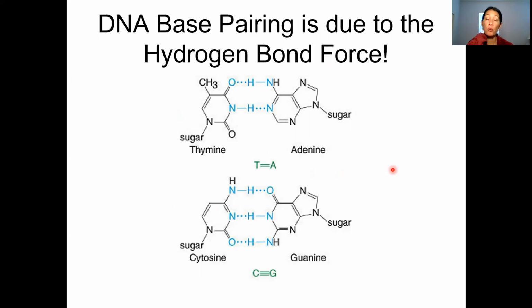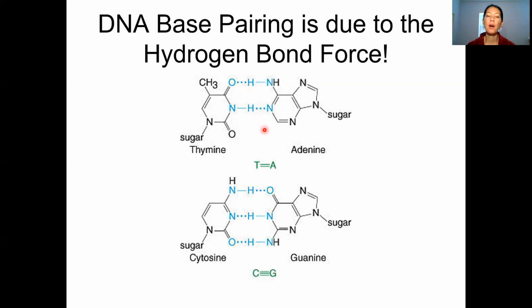This is actually really cool because it explains the base pairing in DNA. So I know you've learned that A matches with T and cytosine matches with guanine, but why? Here are the structures. It all has to do with hydrogen bonding. Here's thymine with the O and an NH. Here's adenine with the N and an NH. These are perfectly lined up to have this hydrogen bonding.